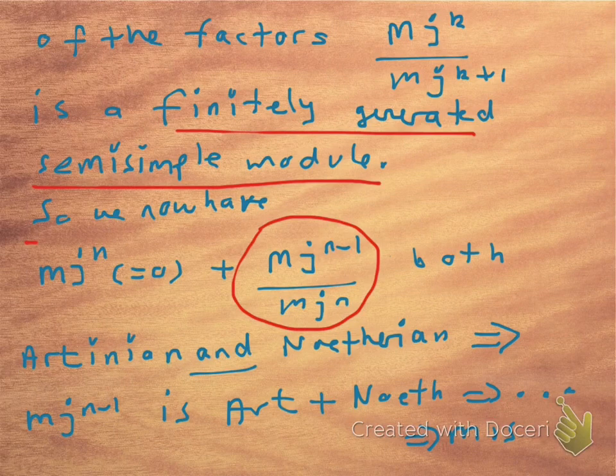Therefore, it is both Artinian and Noetherian, which implies MJ to the n minus 1 is Artinian and Noetherian. Now, iterate this argument for MJ to the n minus 1 replacing MJ to the n, and the next factor to the left of the nth term. This will give you MJ to the n minus 2 being Artinian and Noetherian, and so forth until we get M is Artinian and Noetherian both.